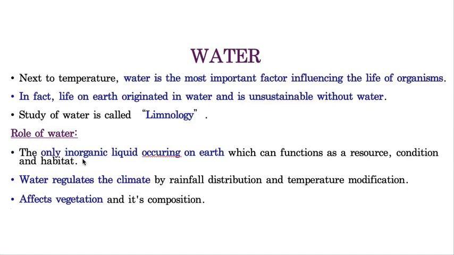Water is the only inorganic liquid present on the earth which functions as resource, condition, and also habitat. Resource means water is the chief renewable resource present on this planet. Water can be reused. Water on the earth, due to the sun's heat, gets evaporated and reaches the sky in the form of clouds, and whenever these clouds cool down, again they come down in the form of rain. That means the water cycle is going on on our earth. So water is a main resource present on the earth.